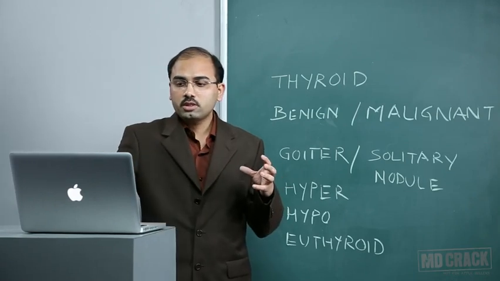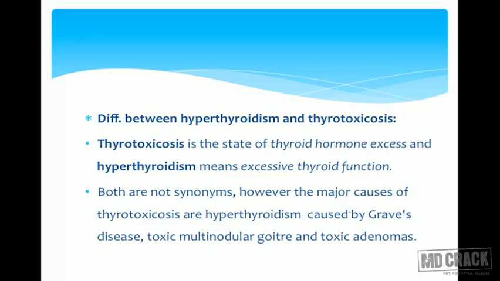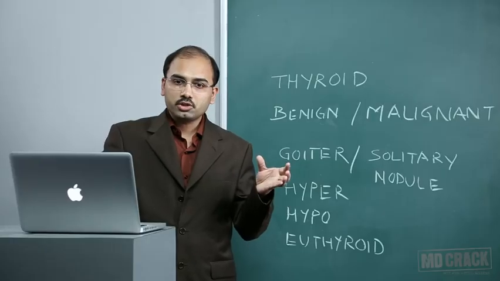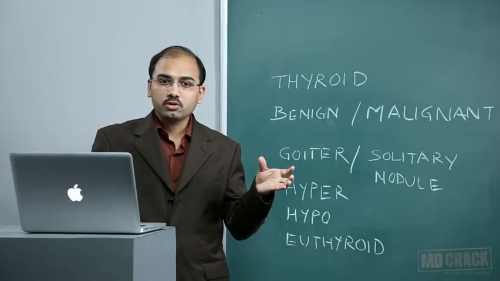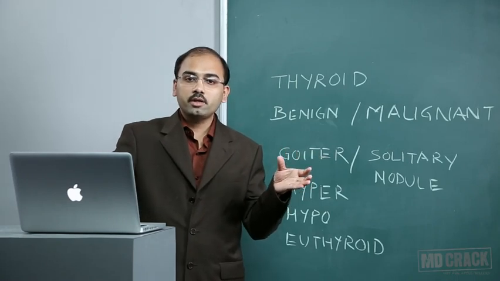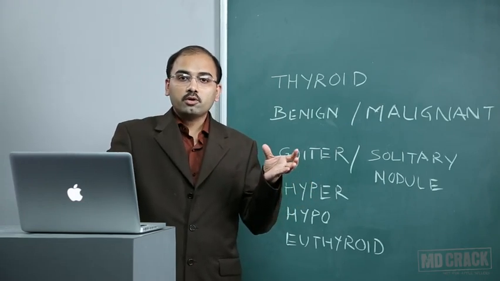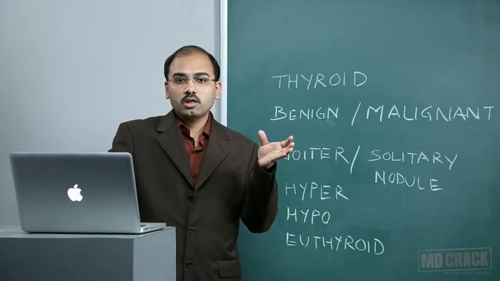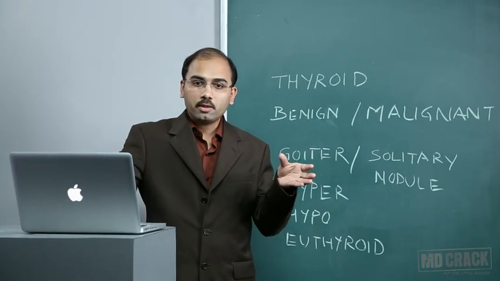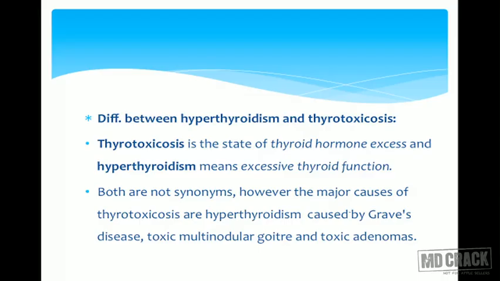Thyrotoxicosis is the state of thyroid hormone excess and hyperthyroidism means excessive thyroid function. So we can have thyrotoxicosis by various conditions which lead to increased thyroid function, or thyrotoxicosis can appear because of giving exogenous thyroid hormone. But thyrotoxicosis may not necessarily be secondary to hyperthyroidism. Whenever there is hyperthyroidism, that definitely means there is thyrotoxicosis, but the reverse is not true.